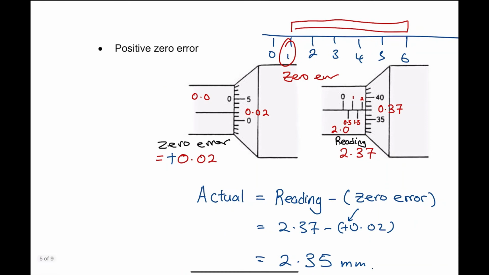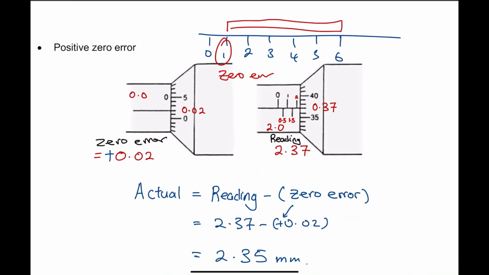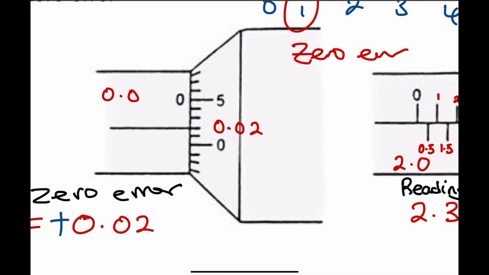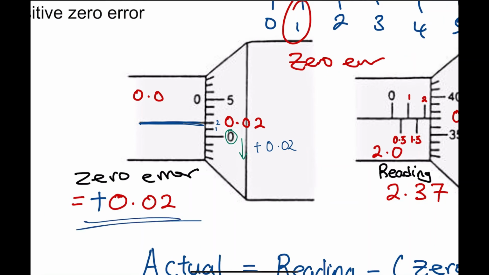Now let's talk about zero error. I realized that for this one down here, the zero is below this line, so therefore this is a positive zero error. And we realize that the number for the positive zero error, this is 1, this is 2, so therefore the zero error is 0.02. My zero error is positive 0.02.